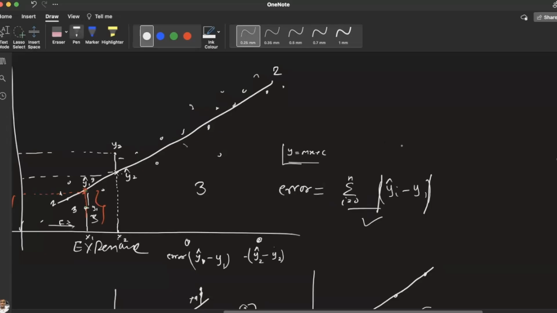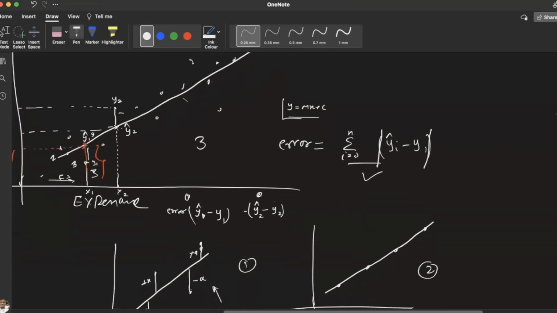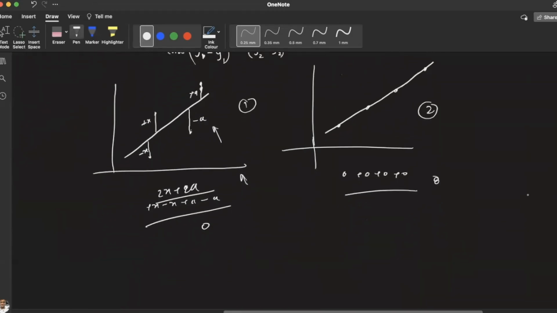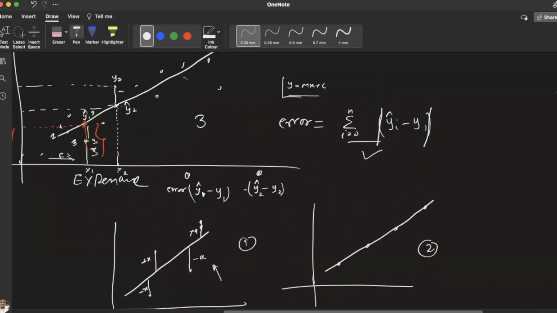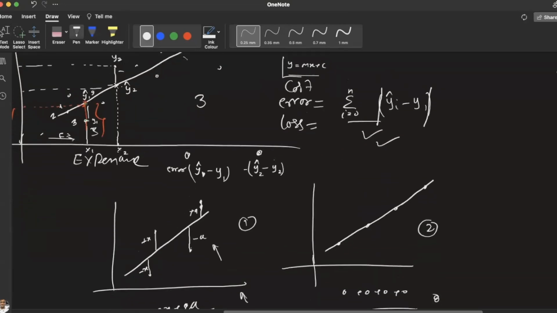What if we square the values? If we square the values, eventually the value will be larger, but the problem will be solved, isn't it? Right? So that is also another formula of the error. We also call it loss, actually. Error, loss, or cost, all these things we can say. This is a cost function or loss function or error function. Right? So this is one type of error.